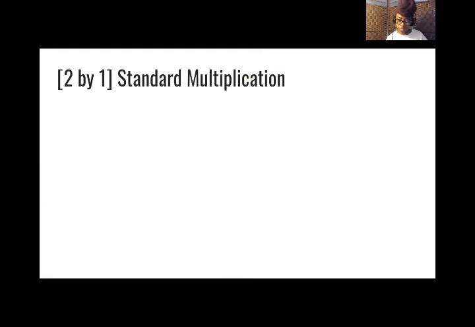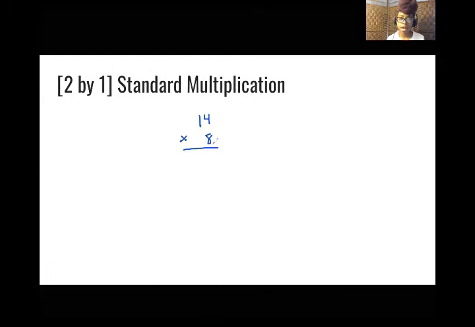Let's try an example. Okay, so we're going to do 14 times 8. All right, so here 8 is our multiplier and 14 is our multiplicand. And we're going to do 8 times 4 first. So 8 times 4 is 32. And we'll write our ones place down here. In our tens place, we carry. And then we do 8 times 1. So 8 times 1 is 8. And then we add the 3 to it. 8 plus 3 is 11. Okay? And we don't have any more digits in our multiplier, so we are actually finished.